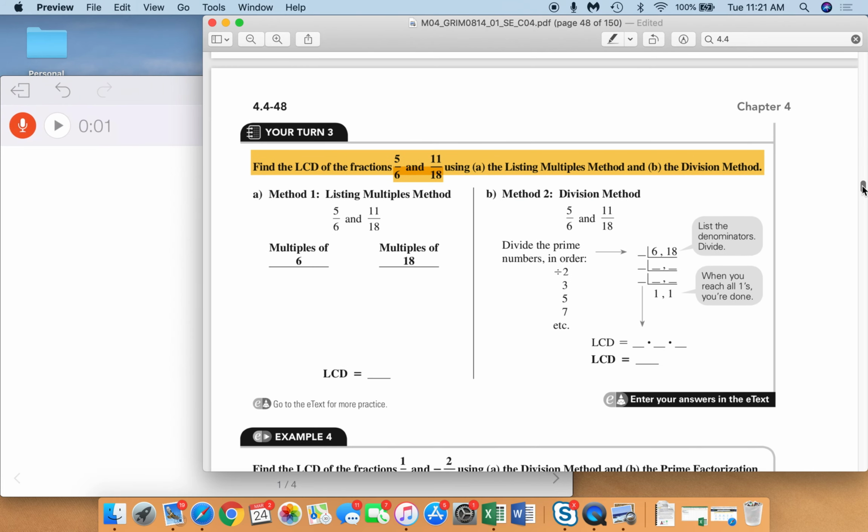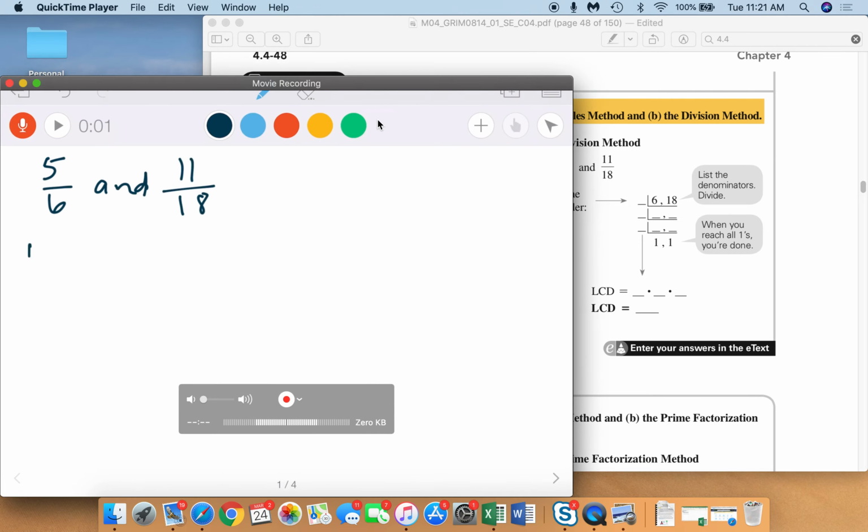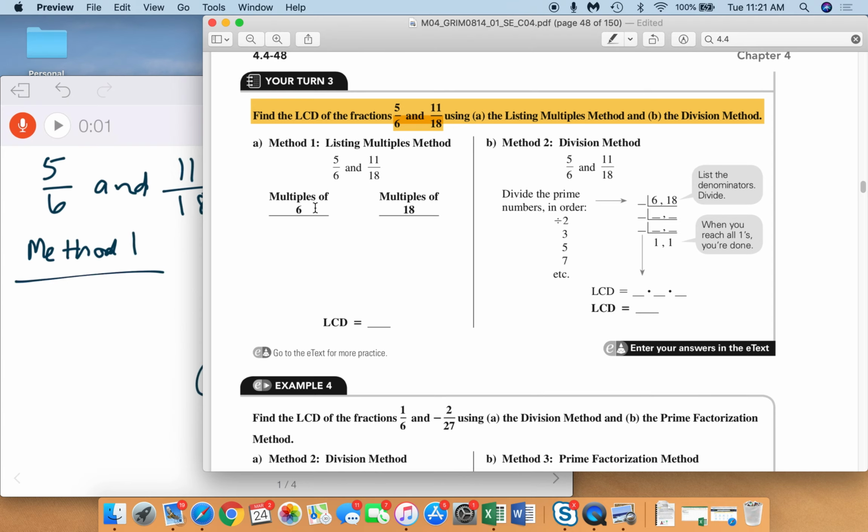So let's go ahead and do our own example. Find the LCD of the fractions 5 sixths and 11 eighteenths, or excuse me, 11 18ths. And we're going to use method 1 and method 2. So let's first go through method 1. That's the listing multiples. So we have 6 and 18. So we have 6, 12, 18. Oh, I know what that's going to be. Right? So we know 18 is our least common denominator.